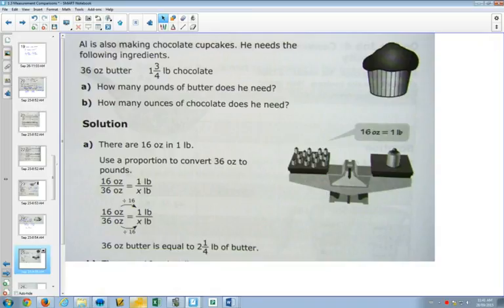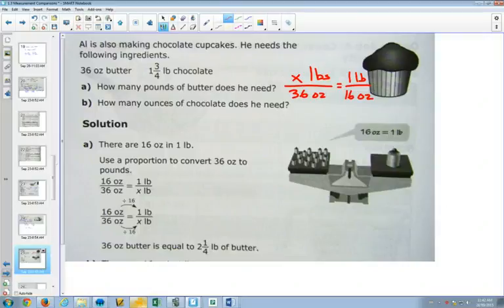How many pounds of butter does he need? So now we need to change from ounces of butter to pounds. So we want to find pounds, and we know we have 36 ounces. Our formula sheet says that 1 pound is 16 ounces. So we multiply both sides by 36. And we find out that we need 2.25 pounds.